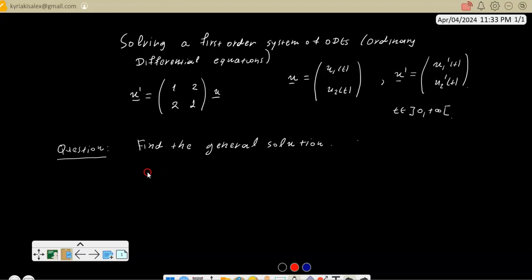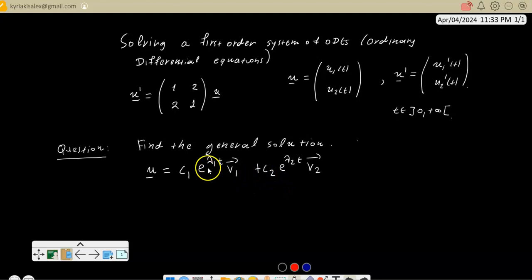The general solution for this kind of problem is given by this formula. C1 is just an arbitrary constant times e to the power of lambda 1 times t, v1, where lambda 1 is an eigenvalue and v1 is the eigenvector, plus c2 e to the power of lambda 2 times t, v2.